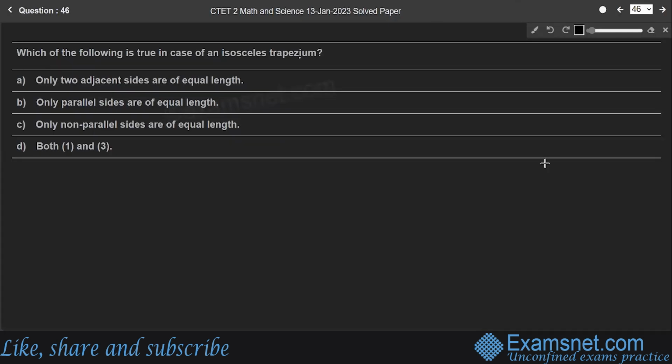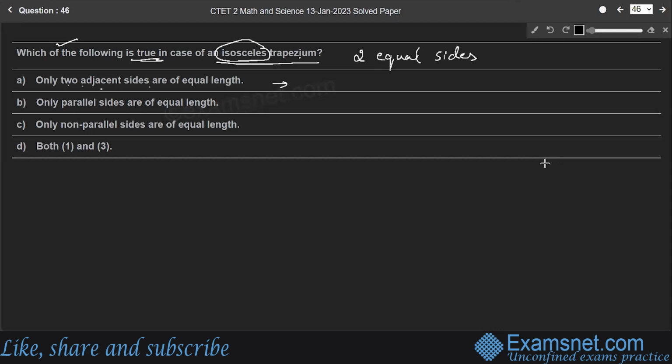Question number 46. Which of the following is true in case of an isosceles trapezium? So isosceles means two equal sides, right? Here the first option is only two adjacent sides are of equal length. In an isosceles trapezium, adjacent sides cannot be of equal length, right?